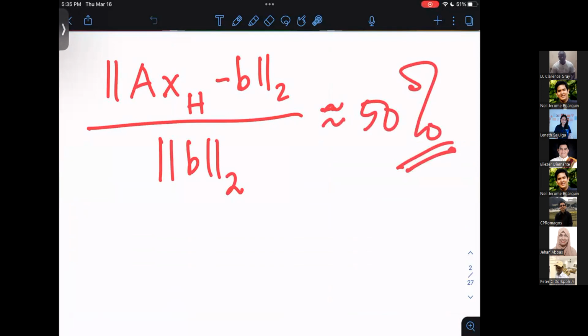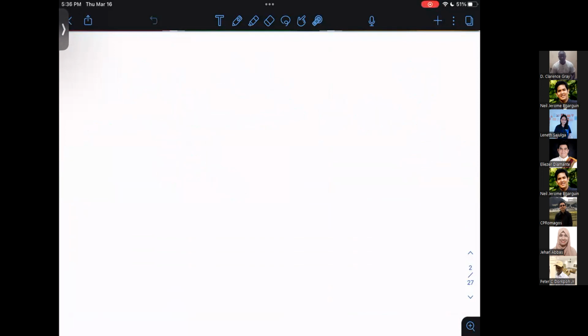Now, another method to solve rectangular systems will be to deal with the normal equation. Remember, if you start with a rectangular system, AX equals B, what we do is to multiply both sides, say, by the transpose of A.